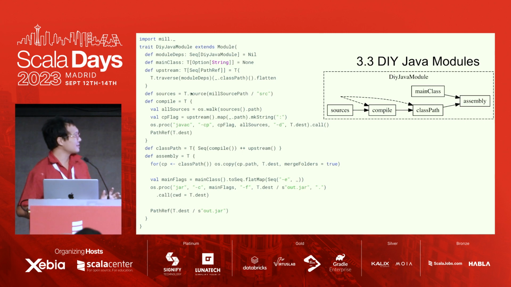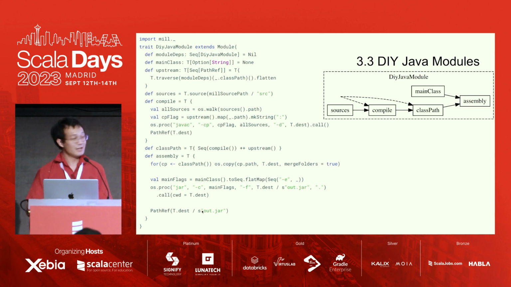So down here is similar to what we saw earlier. We have sources. We have compile, and allSources I just put as part of compile. So allSources takes sources, walks it, calls javac on it, returns it. Classpath is new. Assembly is similar to what we saw before. I take the classpath things, merge them, and pass them all to jar. I generate out.jar.